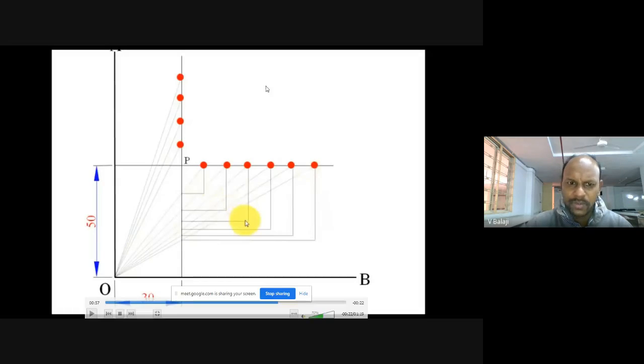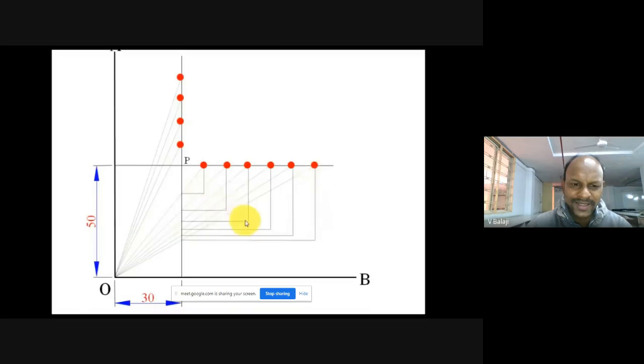Now what about the upper red dots above point P? Same procedure. Here again the red point I am joining to O. Again the second red point I am joining to O. All these lines are intersecting the horizontal line on the left-hand side of capital P. Yes or no? Are you following? Yes, sir.